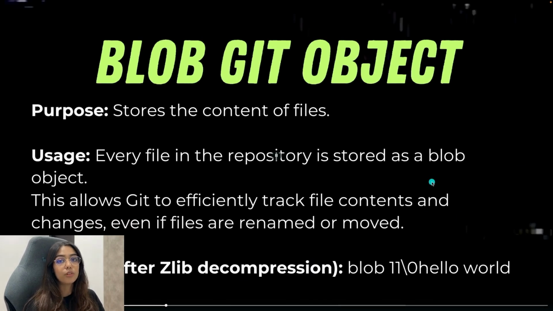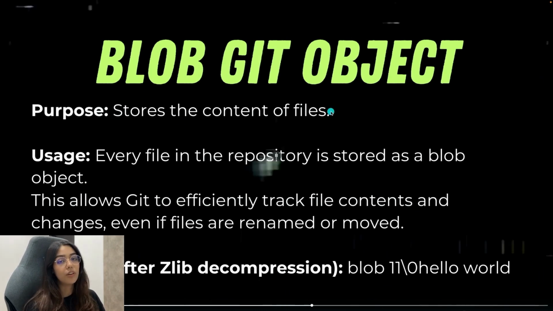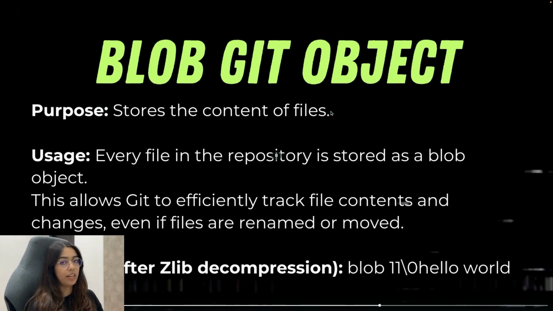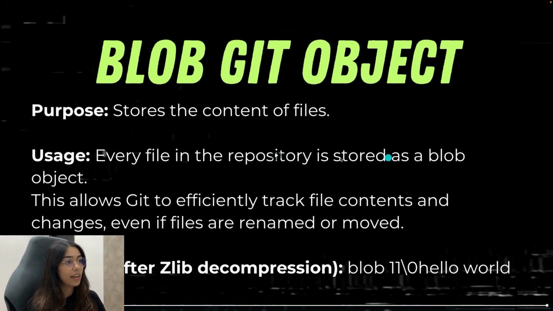When we talk about the blob object type, the blob object is used to store the content of files. A file can be a text file or a Python file or any single file. Every file in the repository is stored as a blob object. So every file is converted and stored as a blob object by Git. This allows Git to efficiently track file contents and changes even if files are renamed or moved.